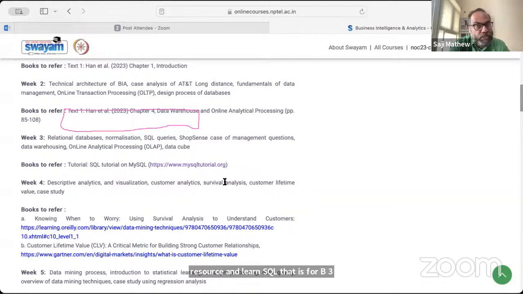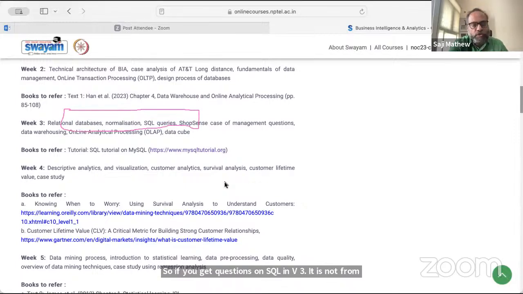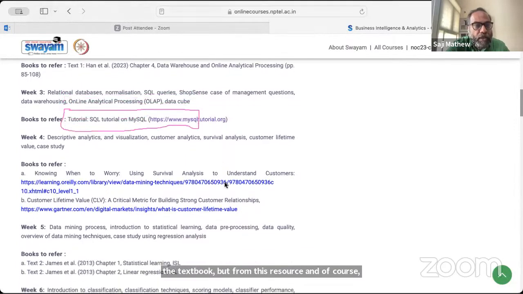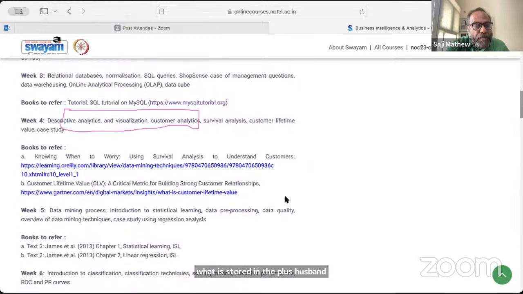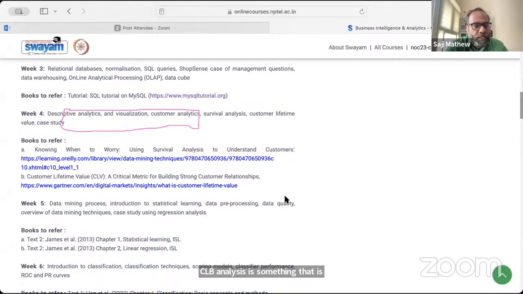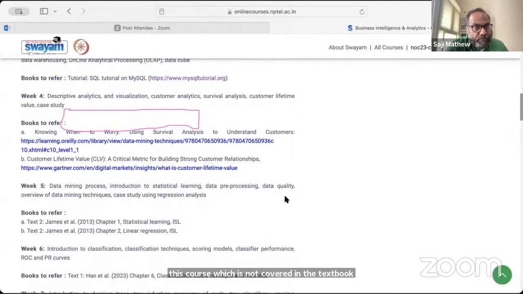So if you get questions on SQL in week 3, it is not from the textbook, but from this resource, and of course what is taught in the class as well. And in week 4, there are additional resources because these topics are not covered in the textbook. So again, I have given you reference to free online resources related to customer lifetime value. CLV analysis is something that is taken separately in this course, which is not covered in the textbook. So these two are online resources.